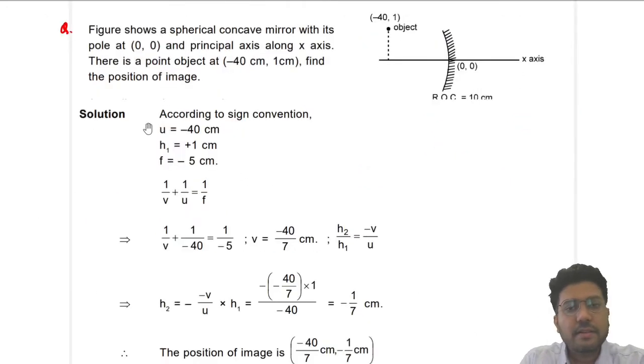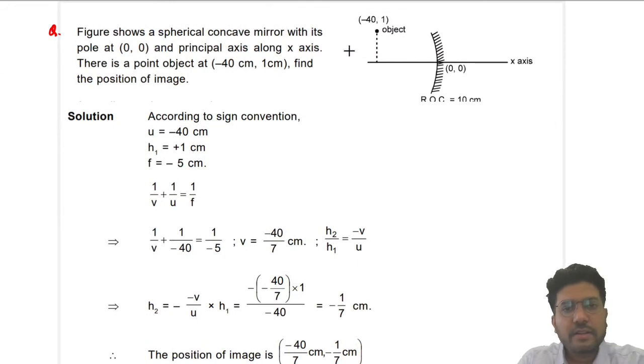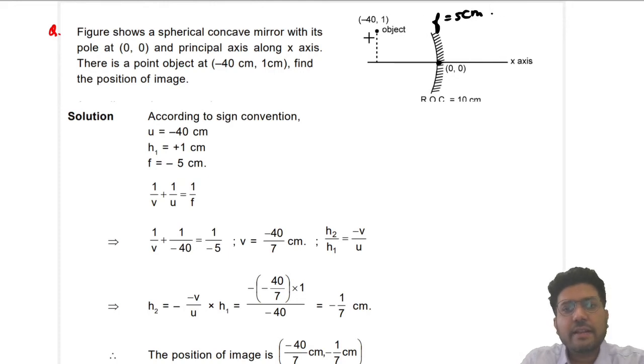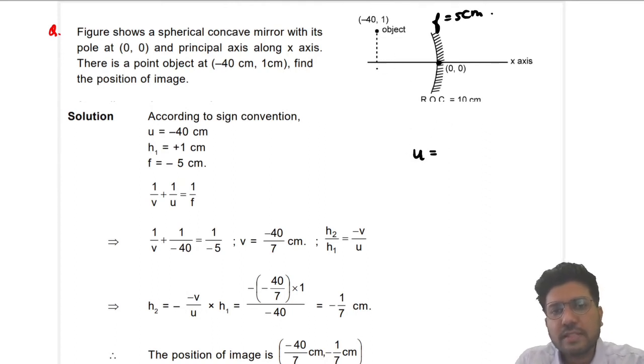Okay, then next question. This is a concave mirror, and this is the origin. The pole is at the origin, the radius of curvature is given as 10 centimeter, that means the focus is 5 centimeter, and there is an object here whose coordinate is given as minus 40 comma 1. Then find the position of the image. So u is equal to, this length is how much? This length is minus 40, right? So u is equal to minus 40 and f is equal to minus 5.